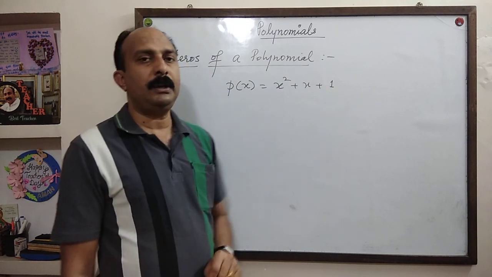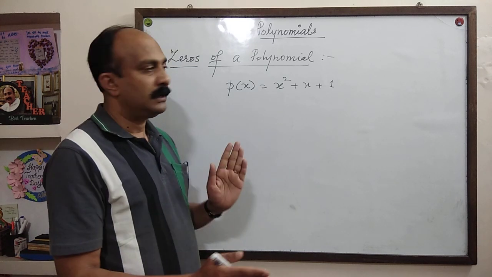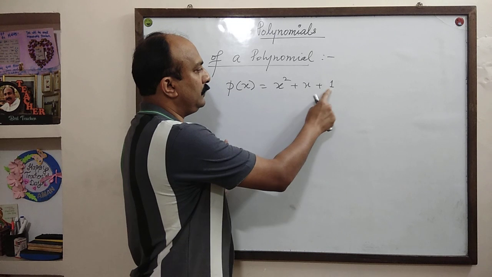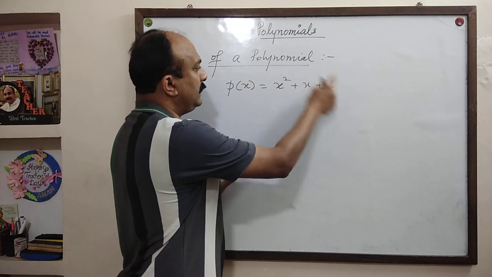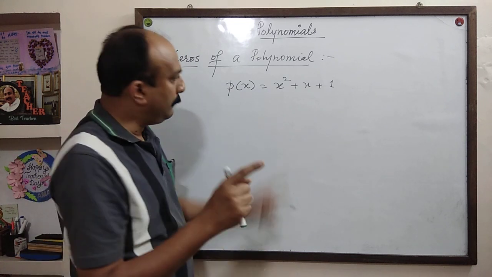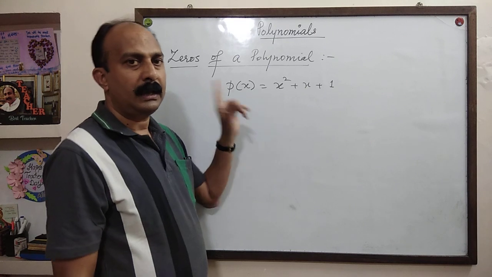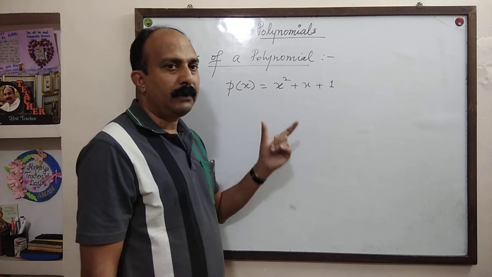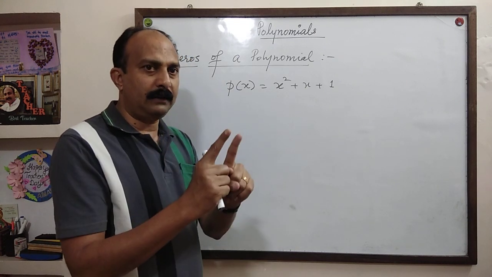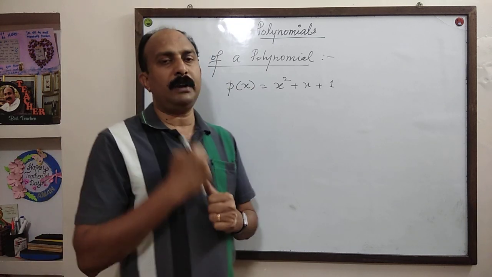It can be one value or it can be more than one value. Means while putting a particular value in place of x, you may get the entire value of p(x) as 0. That particular value is called zero of this polynomial. And that particular value can be a single value or there can be more than one value.